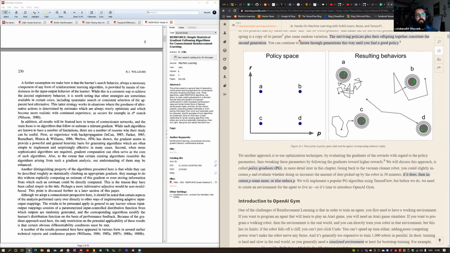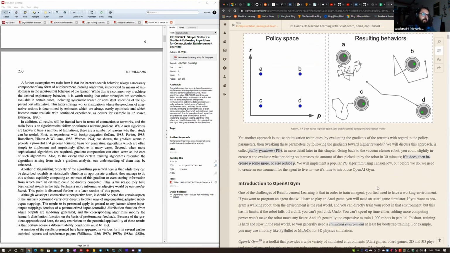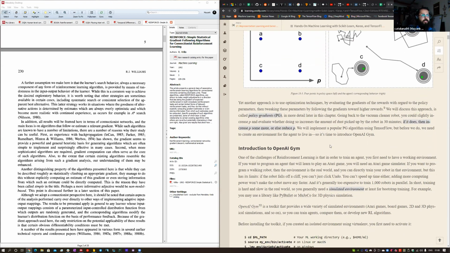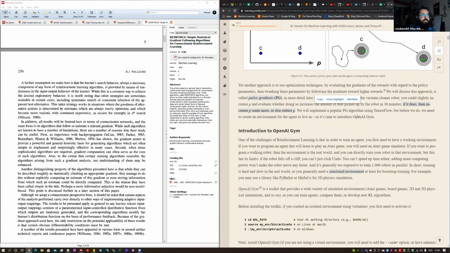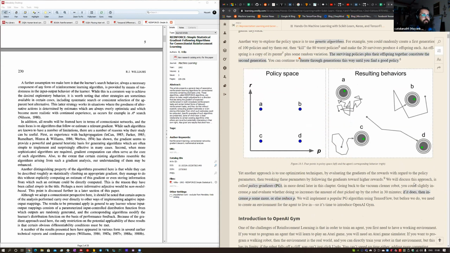And this will be discussed in policy gradients, and there are multiple ways of approximating these approaches. Yeah, we will have a discussion there. Then we implement a popular PG algorithm in TensorFlow inline. So any questions till here?